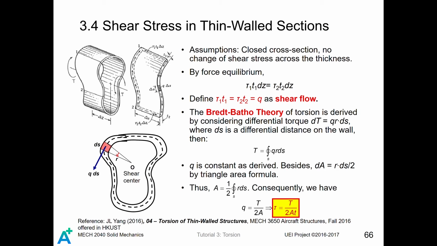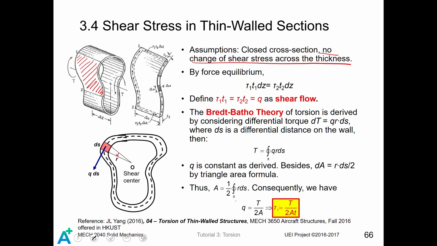Before we derive our formula, let's discuss our assumptions. First, the cross-section should be a closed cross-section. Besides, we assume the thickness of the cross-section is very thin, such that there is no change of shear stress across the thickness. Now, we draw a differential piece of material from this closed cross-section and take the force equilibrium.